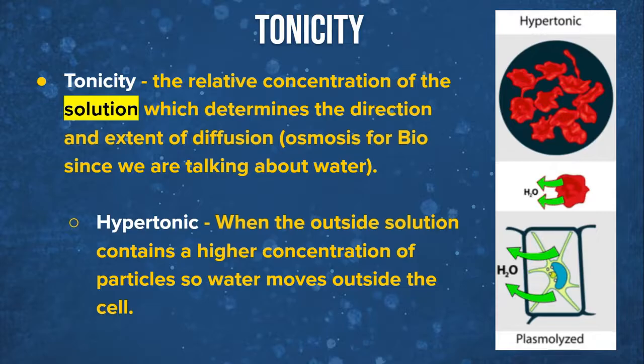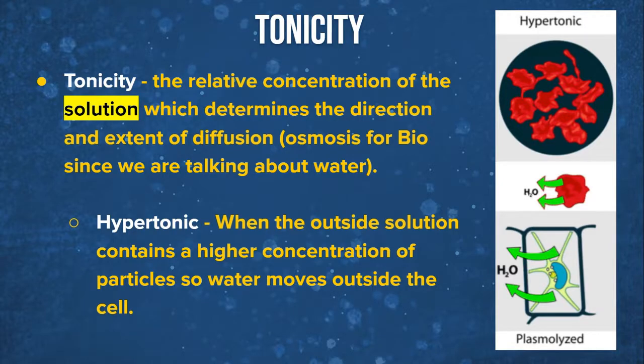And what it's saying is that we look at what is surrounding the cell, and the liquid that's surrounding the cell, we look at the number of solutes in it. And if it is high, we call this hypertonic. Hypertonic is when the outside solution contains a higher concentration of particles, so water moves outside the cell. This means that we have all these molecules outside and less molecules inside the cell, so water is then pulled out of the cell and it causes the cell to shrink, just like in the images to the right.